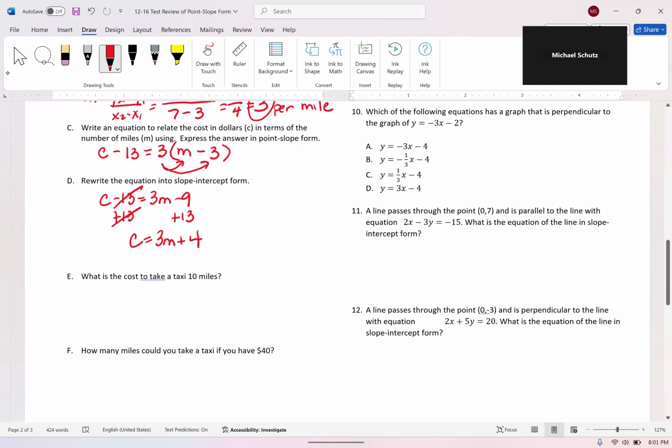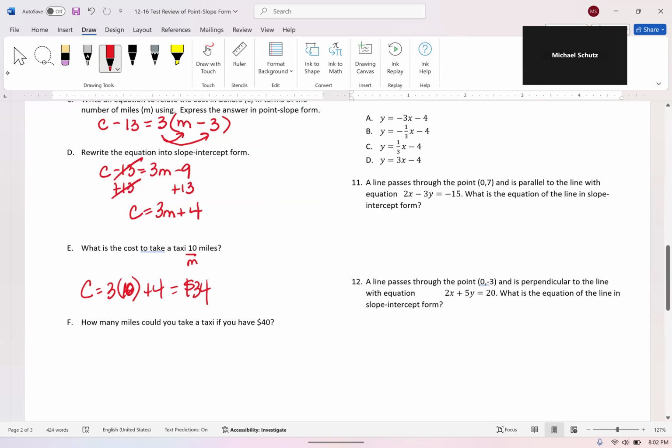Part E, what is the cost to take a taxi 10 miles? So this clearly is an m value. So we're going to go into our equation in part D, and we're going to let m equal 10 miles. So 3 times 10 plus 4. 30 plus 4. It's going to cost $34 to go 10 miles in the taxi.